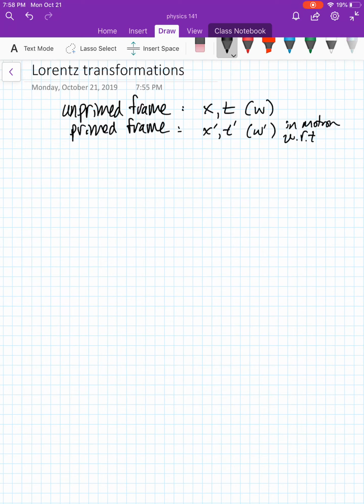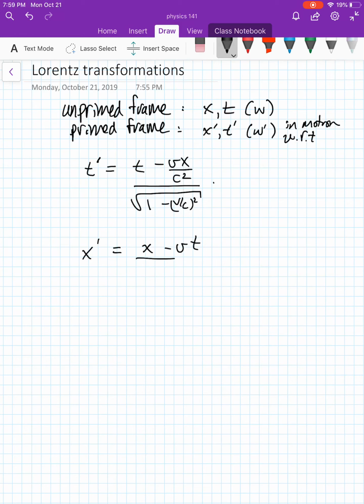Now, if we want to talk back and forth between frames, we need a way of translating what we see in one frame versus what we see in the other. In other words, if we want to take what is seen in the primed frame in terms of what's seen in the unprimed frame, we know that t prime is equal to t minus vx over c squared, all divided by the square root of 1 minus v over c squared, right? And then similarly, we could do the same thing for x. x prime is equal to x minus vt over the square root of 1 minus v over c squared.